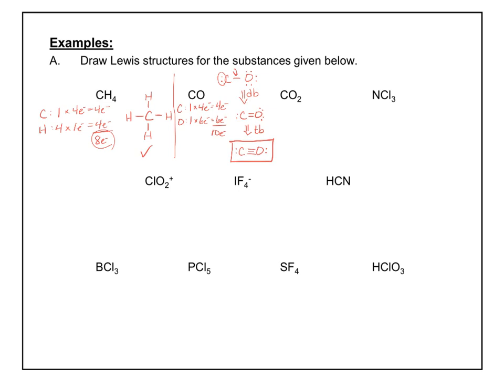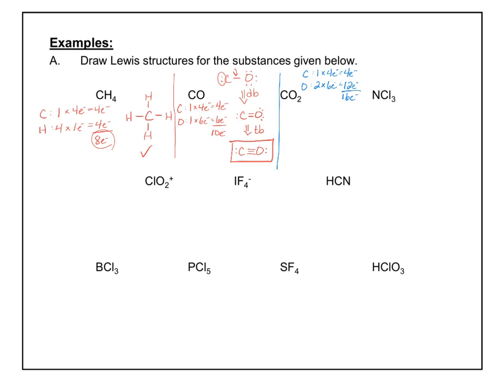Next, let's do carbon dioxide. Let me switch colors here so the reds don't bleed into one another. Okay, so CO2, let's count up the valence electrons. I'll do this up top. Carbon, one of them, 4 valence electrons, so 4. Oxygen, there's 2 of them in this compound, and each oxygen has 6 valence, so a total of 12. So when I add up my numbers, I have 16 electrons.